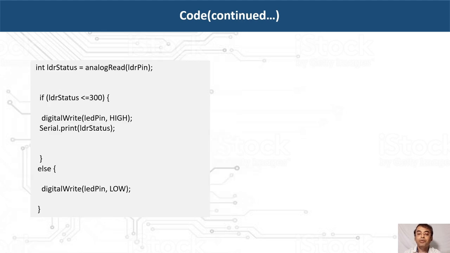Now I've used one analogRead function that will read the value of the LDR sensor. If it is less than or equal to 300, then the LED pin, that is pin number 2, is high, that is, the LED will glow. You can print the value of the LDR status, that is the sensor value. Else the LED pin, pin number 2, is low.